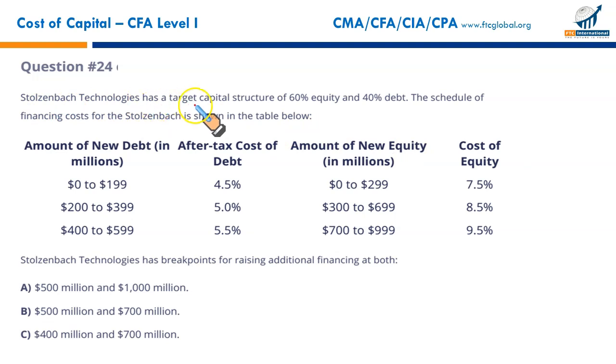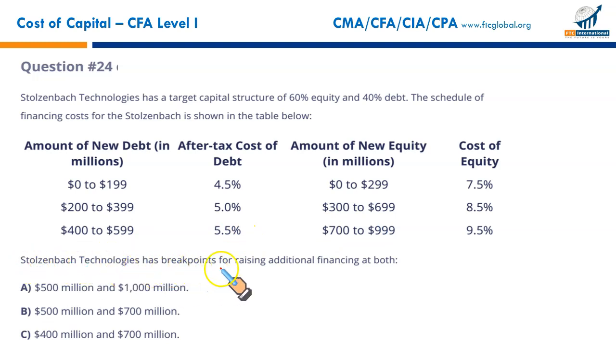Stolzenbach Technologies has a target capital structure of 60% equity, 40% debt. The schedule of financing costs for Stolzenbach is shown in the table below. Within this bracket of debt, cost is 4.5. Additional debt will cost more. That's what we were discussing. Additional funding in debt and equity will be costlier. Marginal cost of capital rises as additional dollars are obtained in funding. 400 to 599, 5.5. 0 to 299, 7.5. And as you can see, it's jumping.